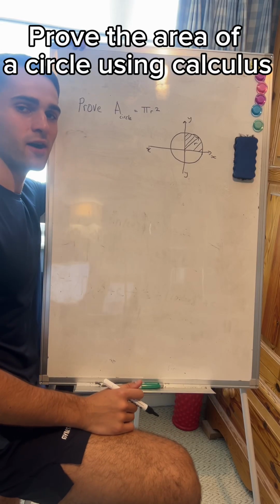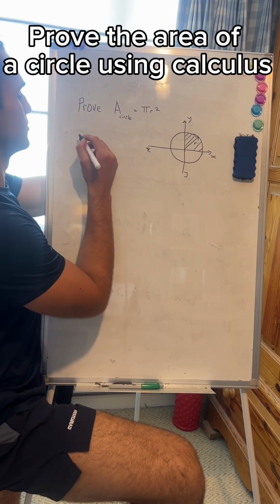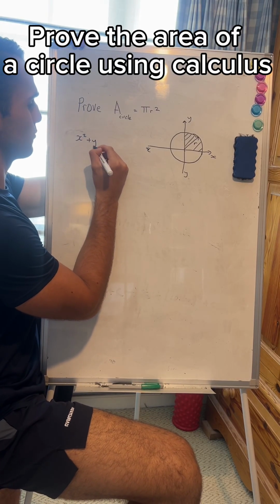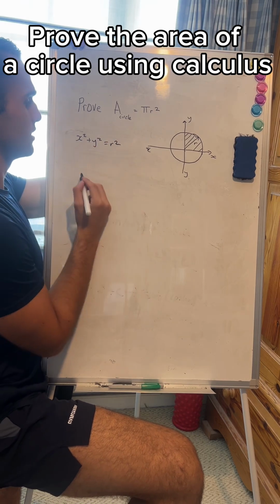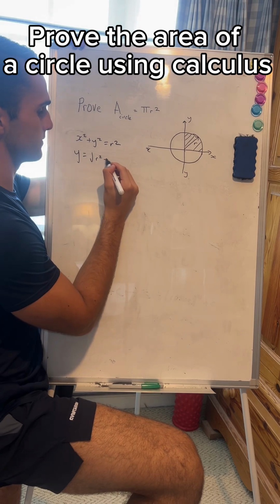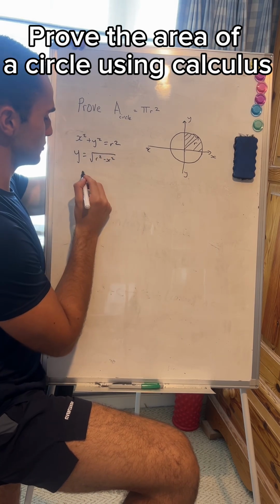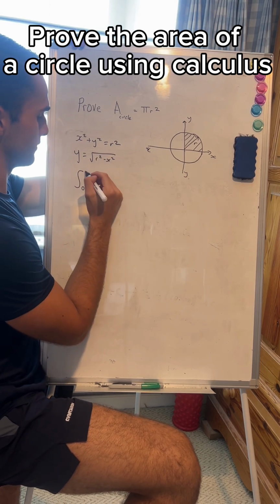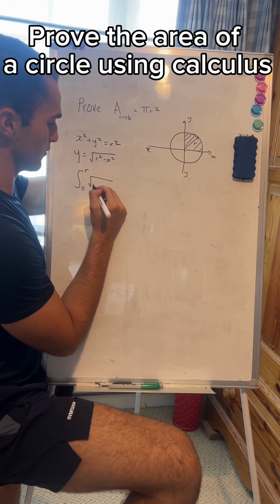Prove that A equals pi r squared with calculus. So the Cartesian equation is x squared plus y squared equals r squared. Rearranging for y, y equals the square root of r squared minus x squared. So we're going to integrate this between 0 and the radius with regards to x.